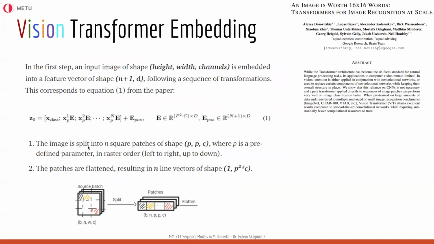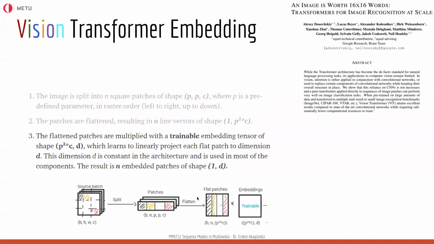Okay. So the image is split into n square patches. For ImageNet, it is 196 with a shape of 16 by 16 by 3 for RGB, where P is a predefined parameter, which is 16 in the original paper. The patches are flattened, which means you make them a single vector, 16 by 16 by 3, something like 800 something, you just calculate it. And you have n of them.